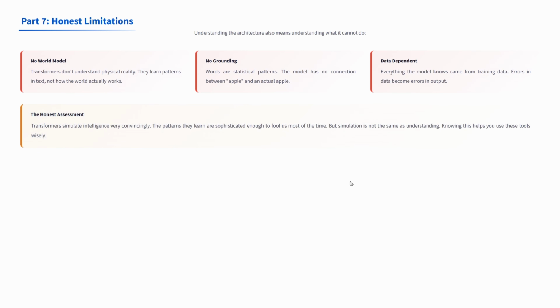The honest assessment is this: transformers simulate intelligence very convincingly. The patterns they learn are quite advanced, advanced enough to fool us most of the time, but simulation is not the same as understanding. Knowing this helps us use these tools effectively. You understand both what they are capable of and what they fall short of.